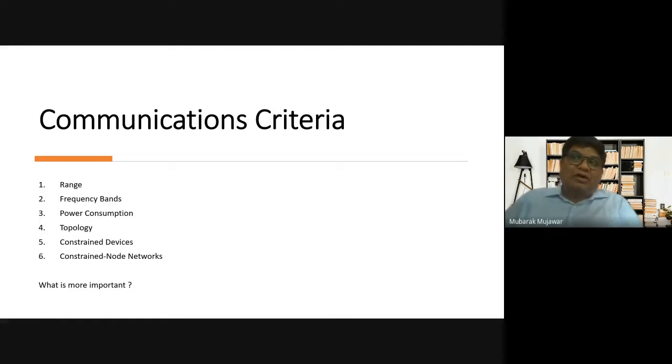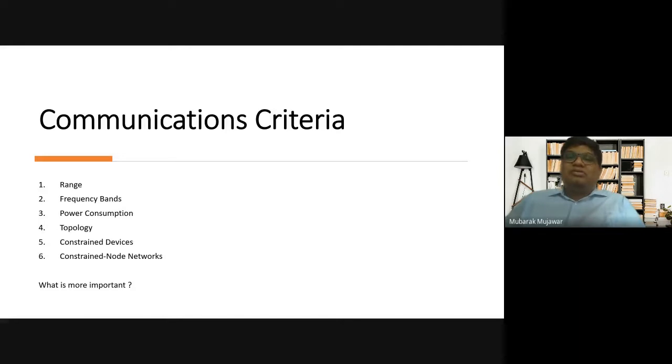Now, I often ask this question: what is important? And my answer is always, everything is important. We cannot just pick one of the criteria and stick to that. We cannot just think about range, or just think about topology. We have to consider all these 6 things.